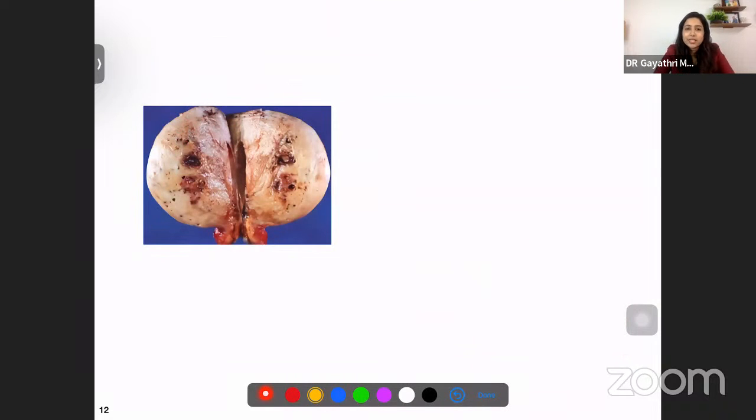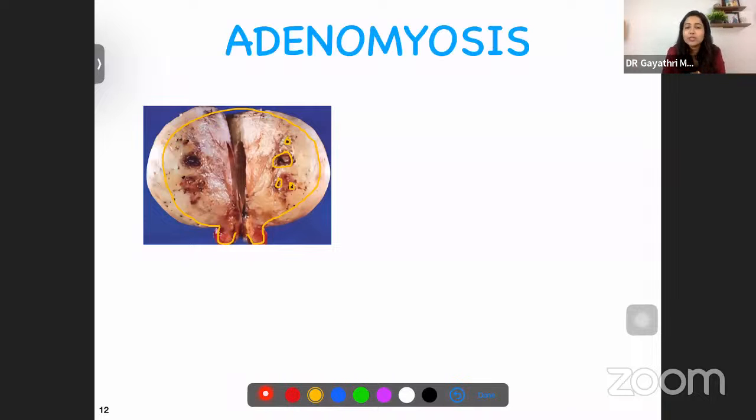Coming to the next image here. Can you identify what is the gross histology which is shown here? This is a cut section of the uterus. Here you can see the uterine musculature and the small cervix which is at the end. What is striking about this image? The uterus is enlarged, it is globular, and you can see these brown cystic areas which are present. This appearance is characteristic of adenomyosis.